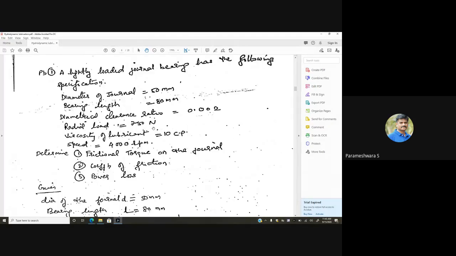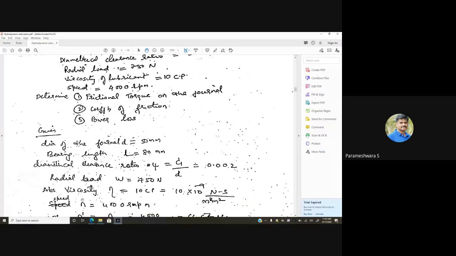Radial load is 750 Newton. As I said, generally we consider lightly loaded to mean the shaft should withstand a load below 1 kilonewton. So here it is 750 Newton, and you can consider it as lightly loaded. And the viscosity is given, that is 10 centipoise.